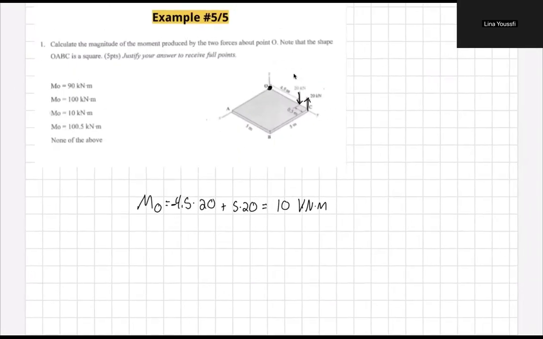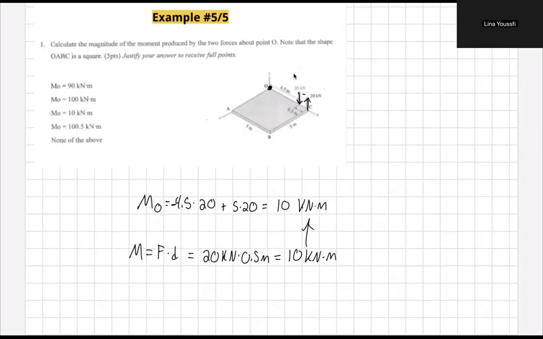Another simpler, easier way to do this is that if you realize these two forces are parallel, you can actually treat them as couple forces, which create a couple moment. And so the equation for that moment is just the value of the forces times the distance between them. And that's going to come out to 20 kilonewtons times 0.5 meters, which gives us 10 kilonewton meters, which as you can see is the same as we got above.